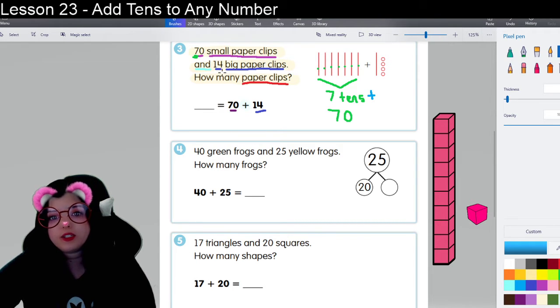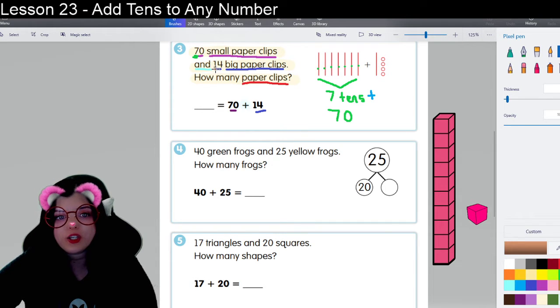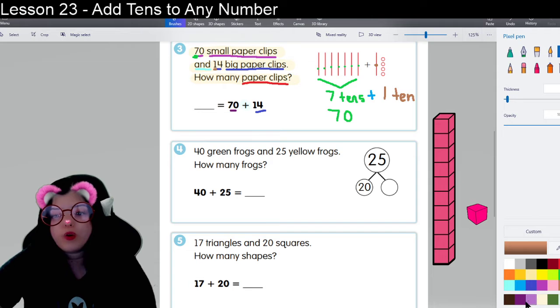So let's look at the number 14. How many groups of 10 do you see in the number 14? If you said 1, you are right. Look at your place value. There is 1 group of 10 in the number 14, and that's why they only drew 1 line here. This means 1 group of 10. So 1 ten. And we know 1 group of 10 makes the number 10.